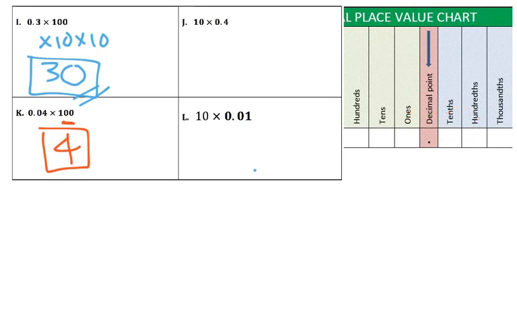Ten times 4 tenths is a little bit easier. So the 4 is in the tenths place. Since we're only multiplying it by 10, it's only going to move over one place value, and you're going to end up with 4, 4.0, however you want to write it.